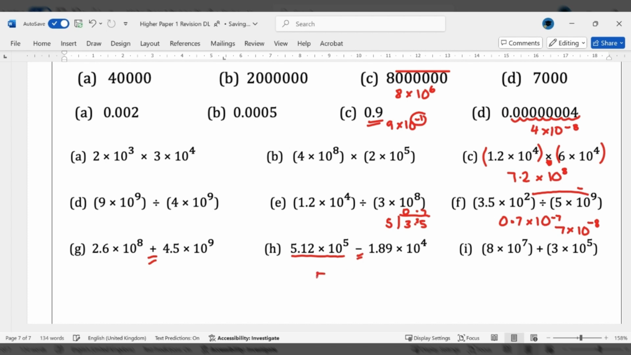Okay, so what we've got here is 5.12 times 10 to the 5. So if I times it by 10 once, it'll jump the point there. Twice over there. 3 times, 4 times, 5 times. So that's me timesing that by 10 5 times. Here, if I times that by 10 4 times, once, twice, 3, 4 jumps.